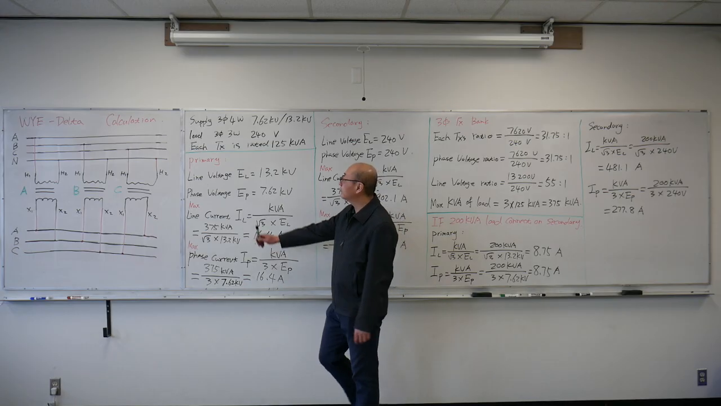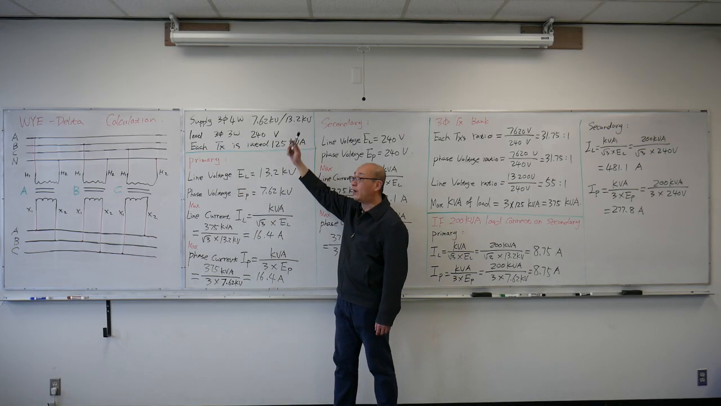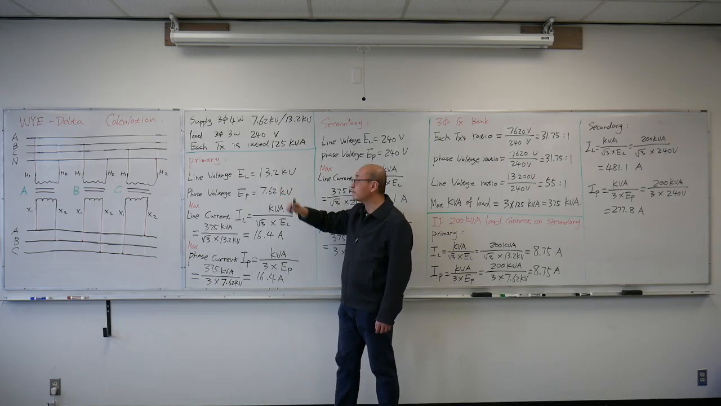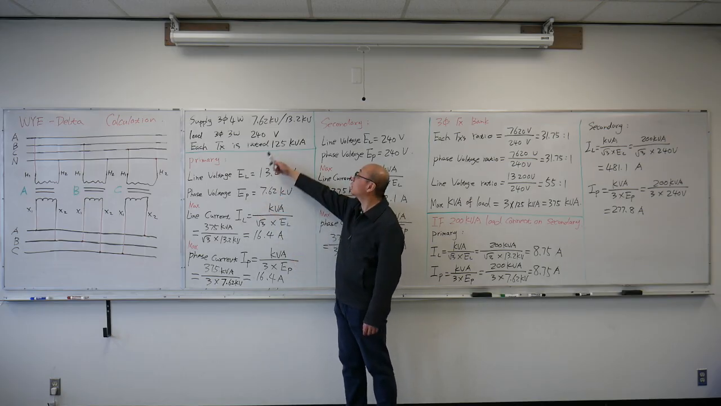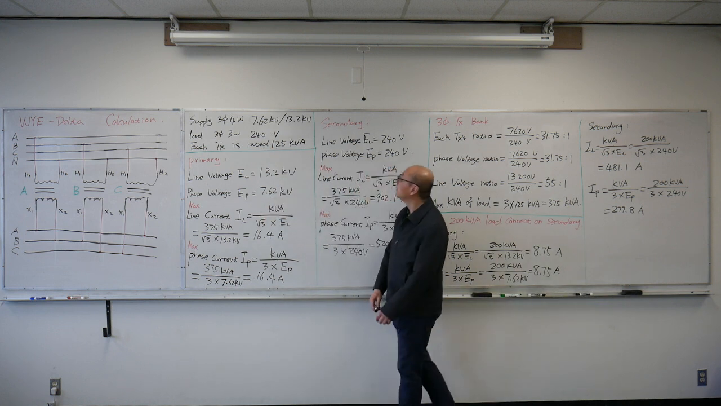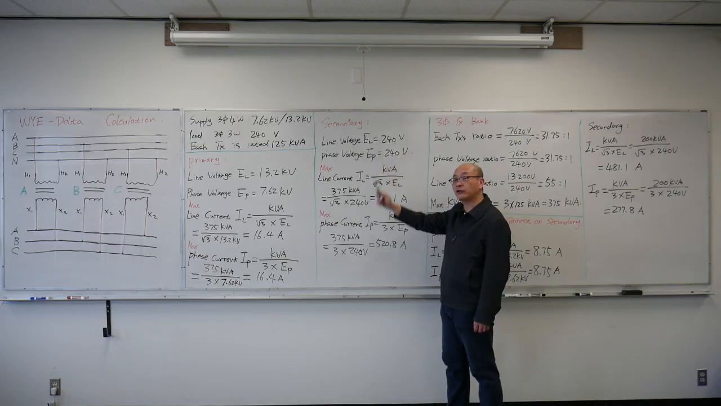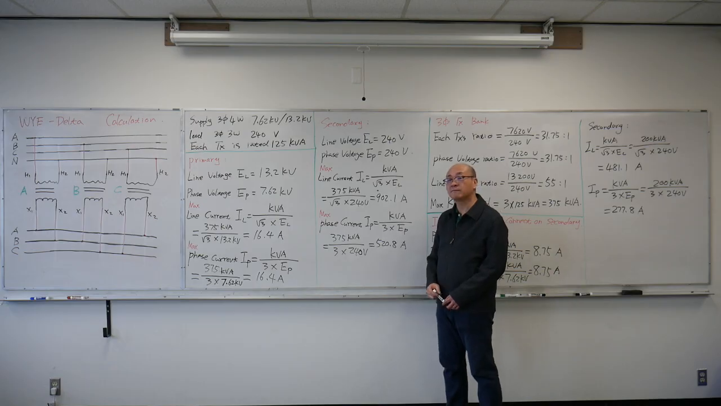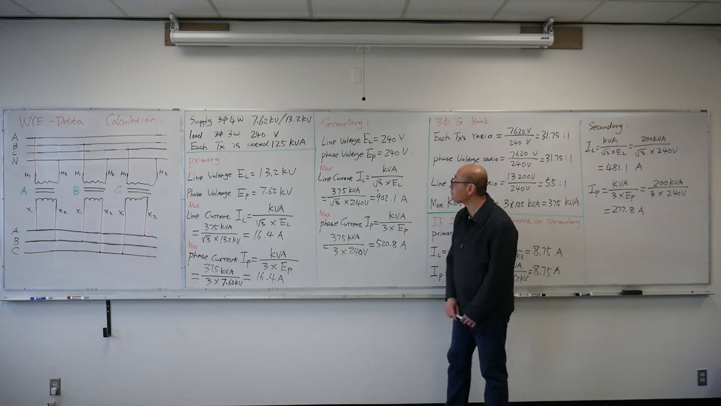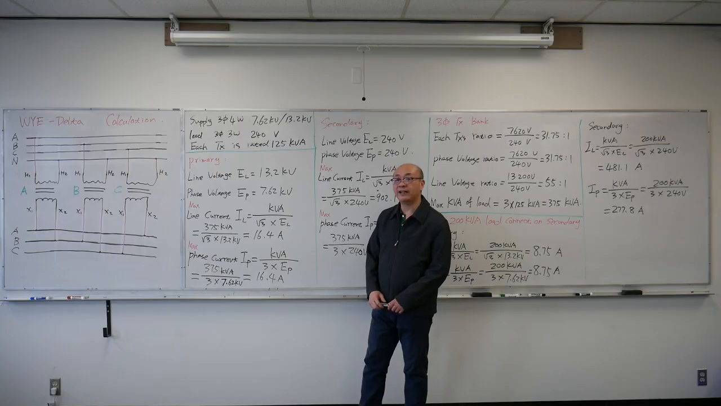On the primary side, the line voltage is going to equal the higher one, the Y, 13.2 kV. The phase voltage is going to equal the lower number, 7.62 kV. On the secondary side, the line voltage is 240 volt and the phase voltage is 240 volt, because the secondary is delta. In delta, line voltage and phase voltage are the same. We have 3 transformers, 125 kVA each.